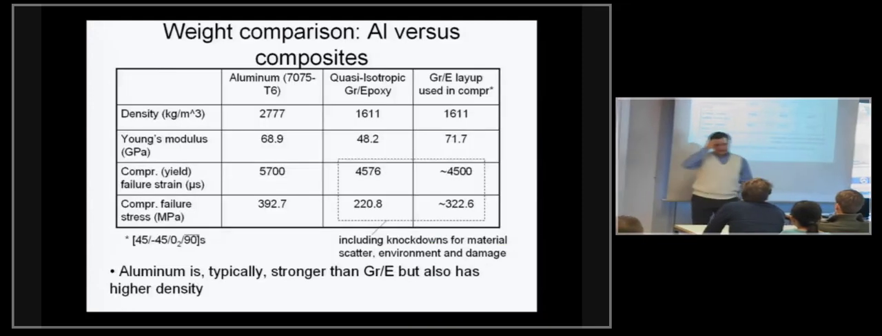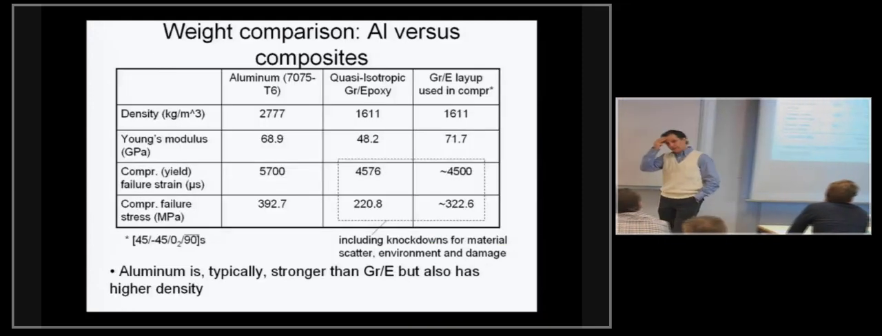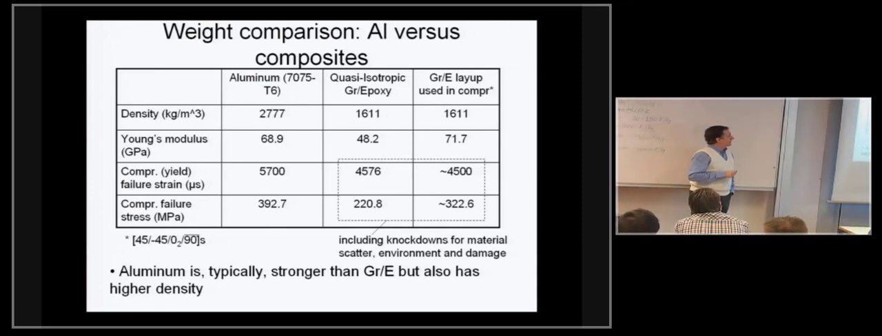So how does this therefore compare with standard materials? Aluminum, quasi-isotropic graphite epoxy, and then a graphite epoxy that would be more efficient than quasi-isotropic in compression. In fact, this is the stacking sequence given here: 45, minus 45, 0, 90 with an overbar, symmetric.